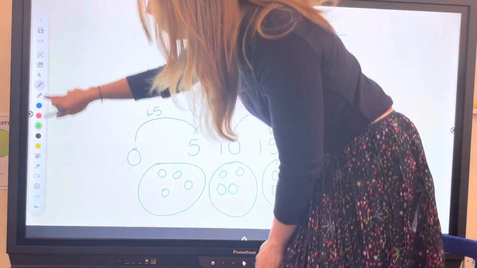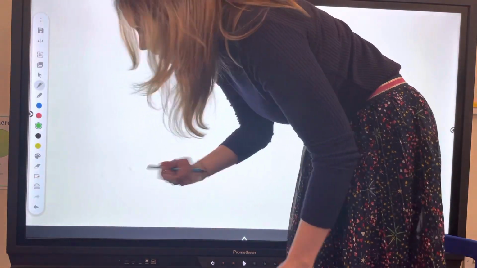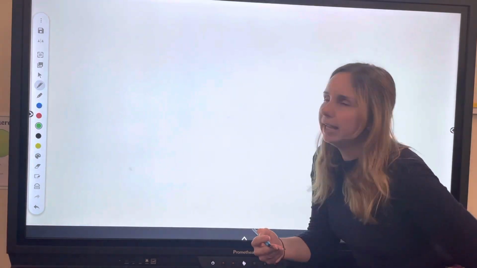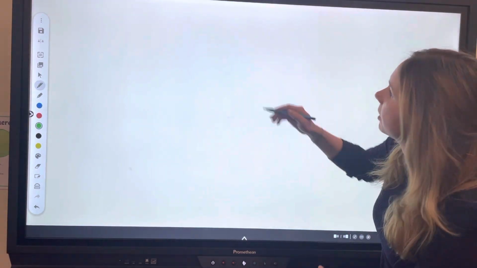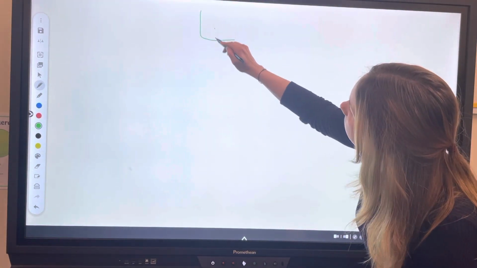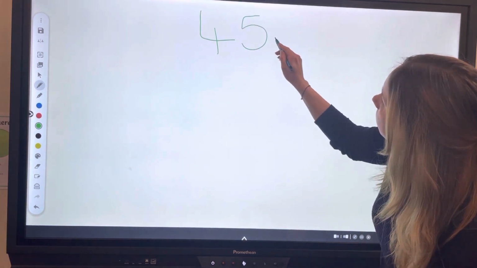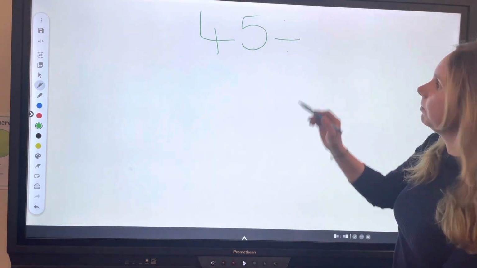Let's have a look at another one. Today I'm just wanting us to really recap on the methods, okay? So, let me think. 45. 45. What's this symbol?